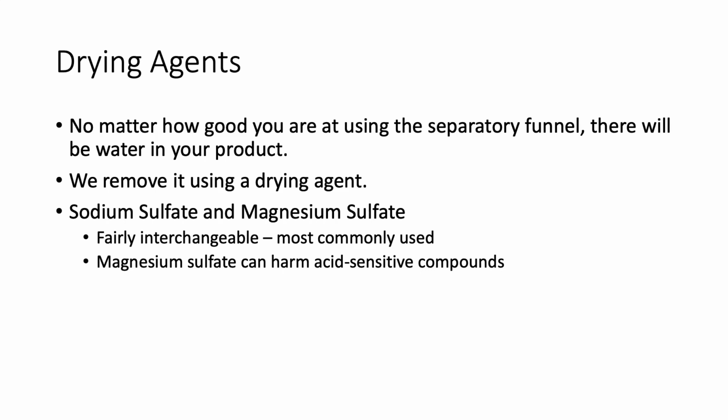And a drying agent is similar to calcium chloride. We typically use sodium sulfate or magnesium sulfate in the lab because they're easy to work with and they suck the water into their crystal lattice and they don't necessarily dissolve very well, which is nice. And so these are fairly interchangeable. They're the most commonly used ones in lab situations. Magnesium sulfate sometimes can harm acid-sensitive compounds, so if you're doing something very sensitive in the lab, you may want to stick with sodium sulfate, but for our purposes, it will be fine.